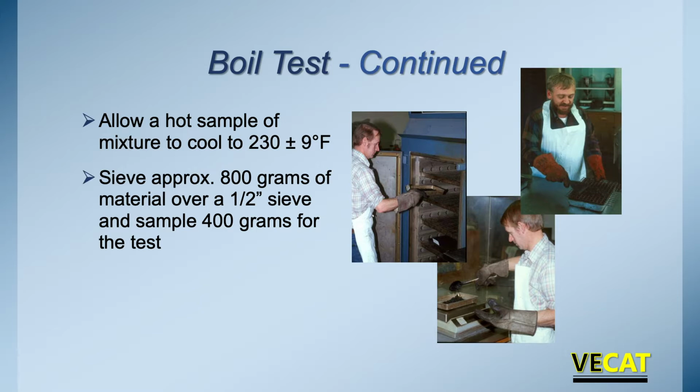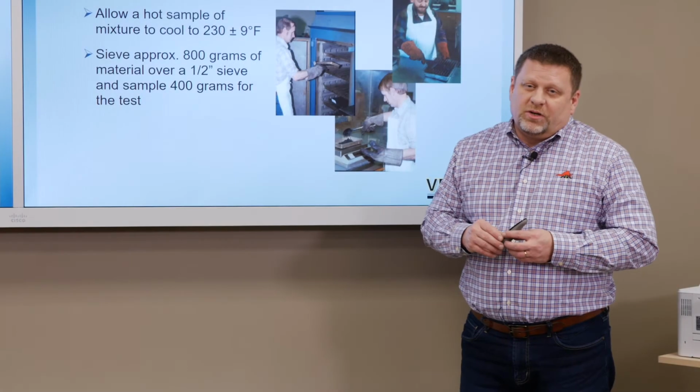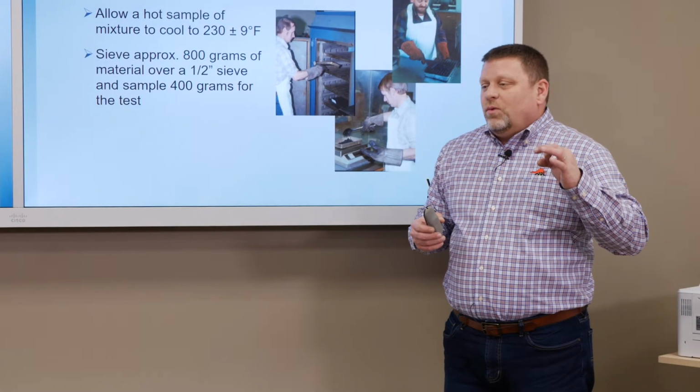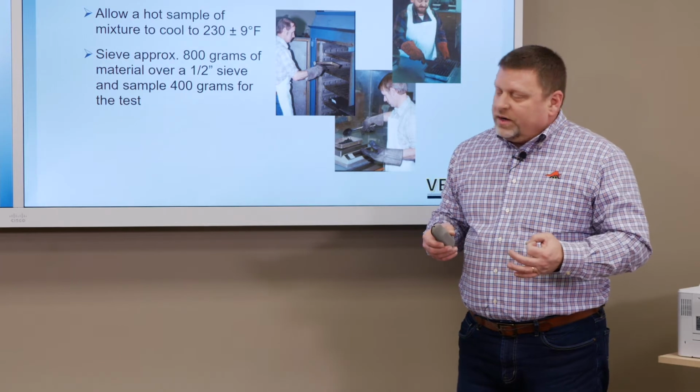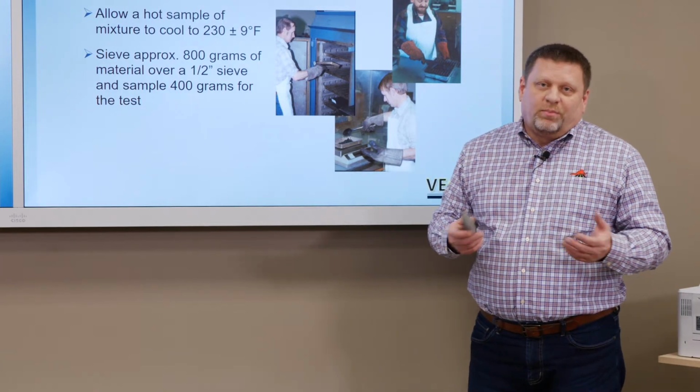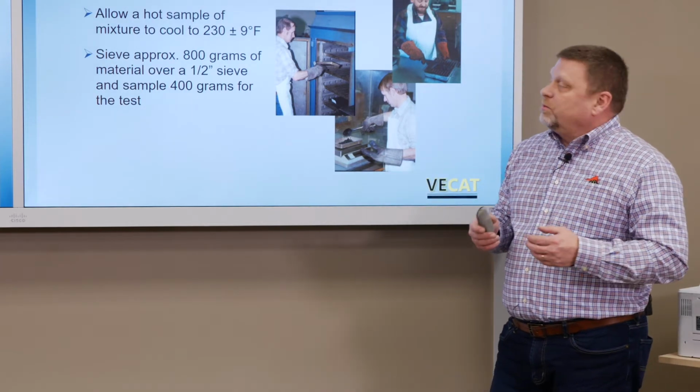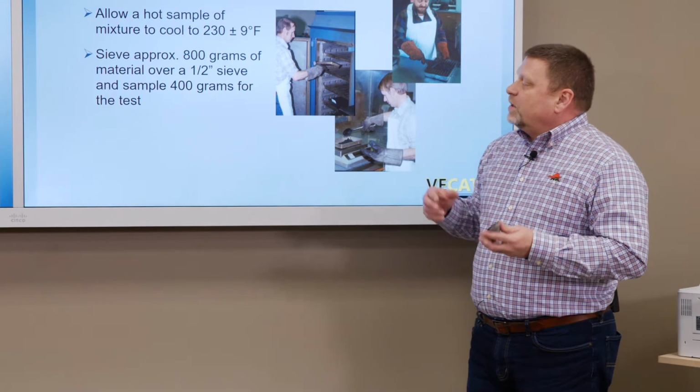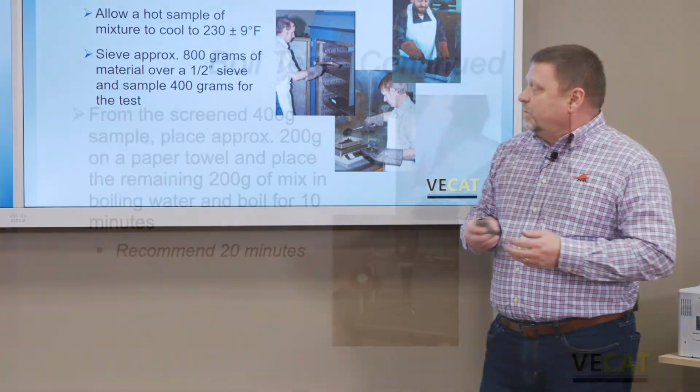We want to sieve out approximately 800 grams of material. That 800 grams should be of minus half-inch material. Basically, you sieve it over the half. And you only want to do the boil test on the minus half material. The reason is, if you're running base, you don't want 1-inch aggregate in the beaker boiling. It'll break the beaker. It's prone to breakage. So we're going to test the minus half material.